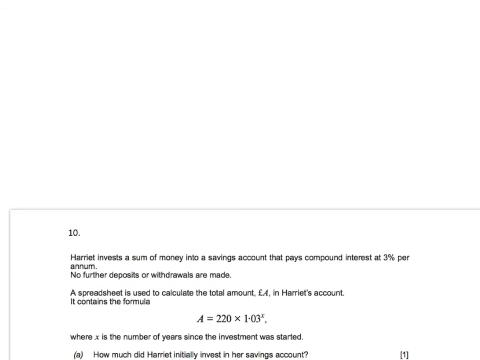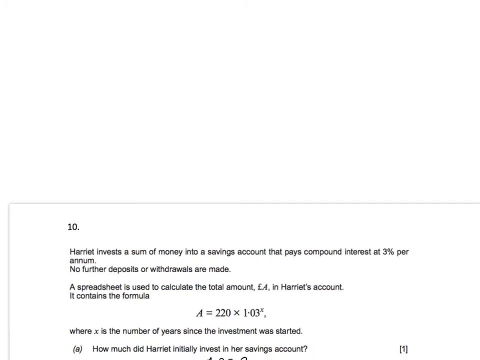Okay, again, this sort of question can come up on a non-calculator paper, but they've got to make sure the maths is pretty reasonable, and this is the way we solve it anyway. It says that Harriet invests money into a savings account, pays 3% per annum, no further deposits or withdrawals are made. The spreadsheet is used to calculate the total amount in pounds, A, in Harriet's account. It says, how much did she initially invest in her account? Well, we always do that as money times by the 100% plus the interest rate to the power of number of years. So that is the money there. So the answer is 220 quid.